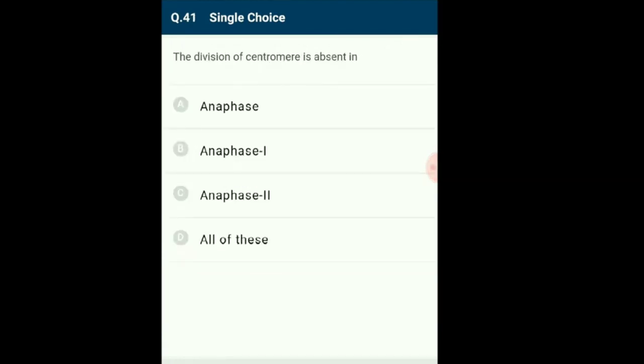The division of centromere is absent in... During anaphase 1, the chromosomal pair separates and chromosomes start moving towards opposite poles. This separation of chromosome pair is called disjunction, and it results in reduction in the number of chromosomes to half. So the answer for this question is option B, anaphase 1.